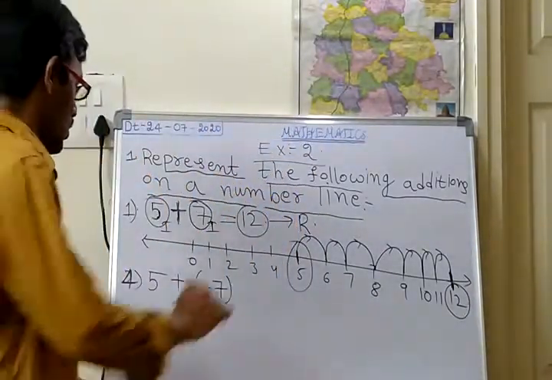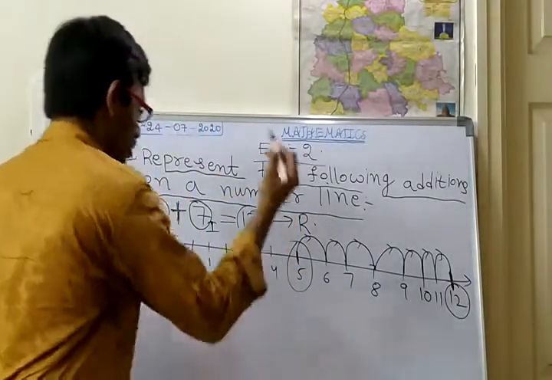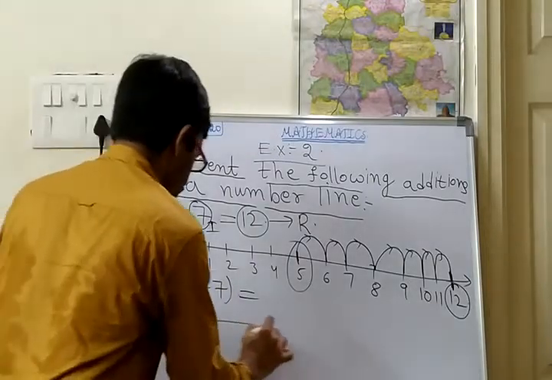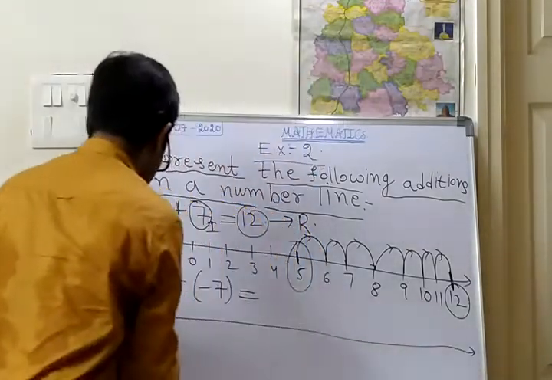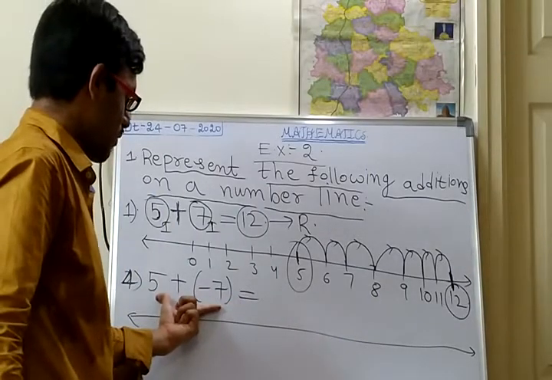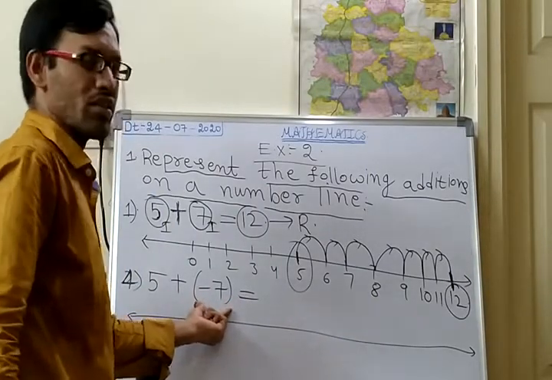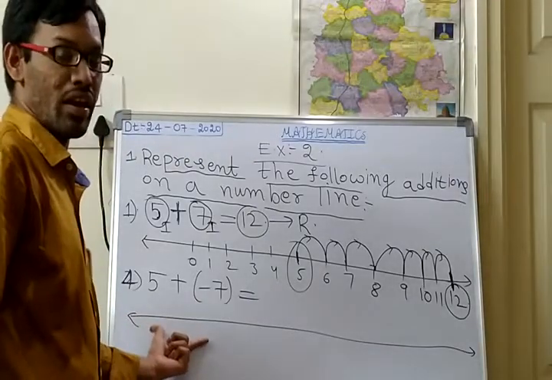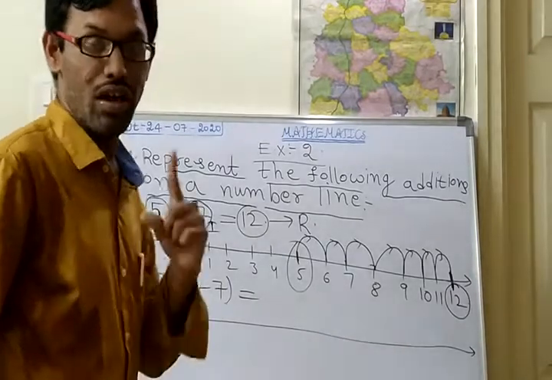So again we should draw the number line. Is there any negative number in this problem? Yes, there is minus 7. So we have to include the negative numbers also. Okay, I think you are understanding.